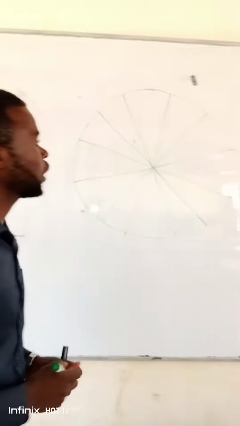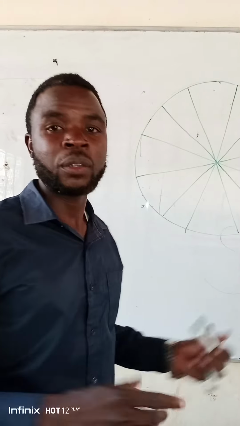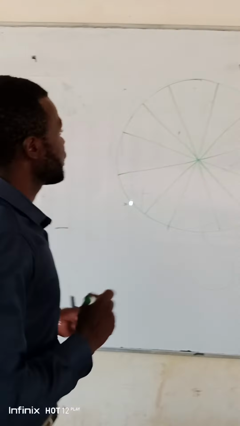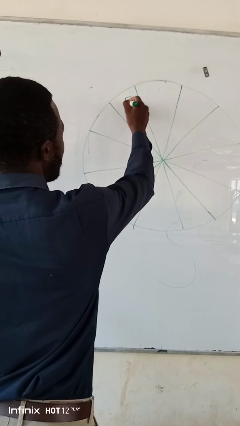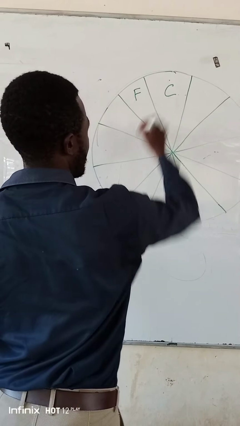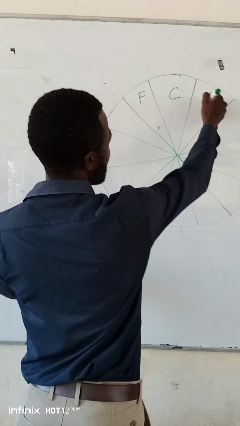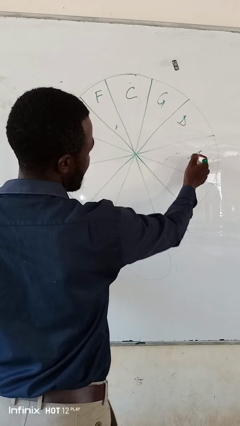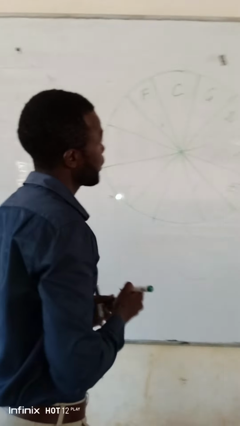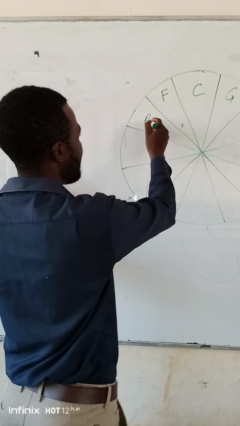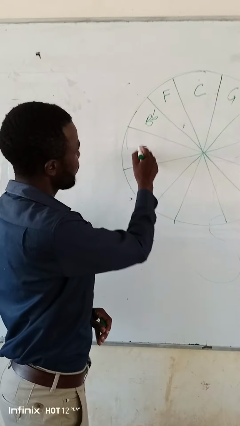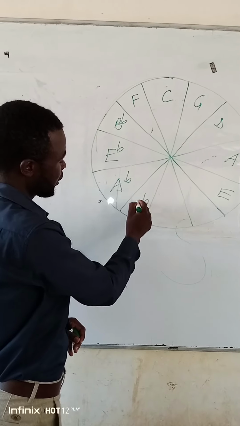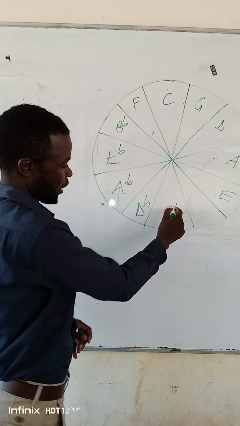So I'm going to put the notes that are 12. I'm talking about the alphabet of music. So we have B, F, C, G, D, A, E. Then we have the B flat, we got the E flat, we got the F flat, we got the D flat, we got the G flat.